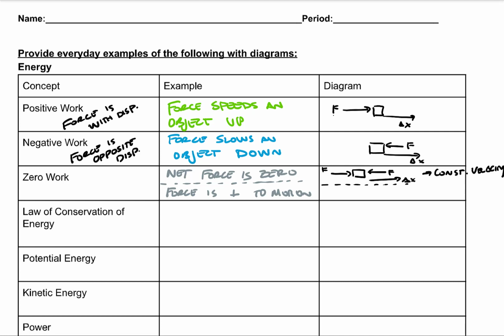And then for the force perpendicular to the displacement, our force would be down and our displacement would be this way. That's also going to give me zero work.